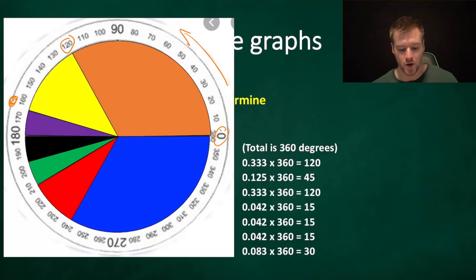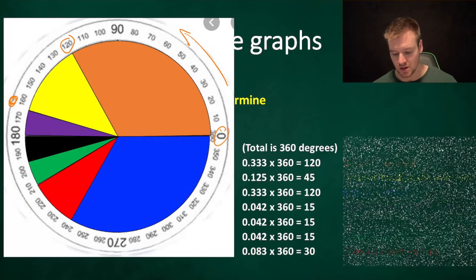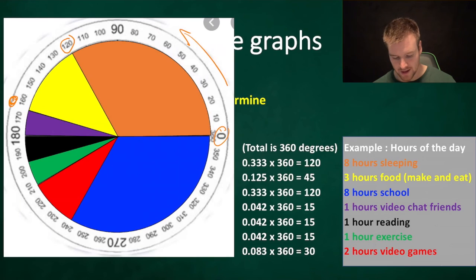And then you just color code what those sections mean. So I put here the orange for sleeping, the blue for school, the red for video games, the black is the reading, and you can read that description or that legend below.